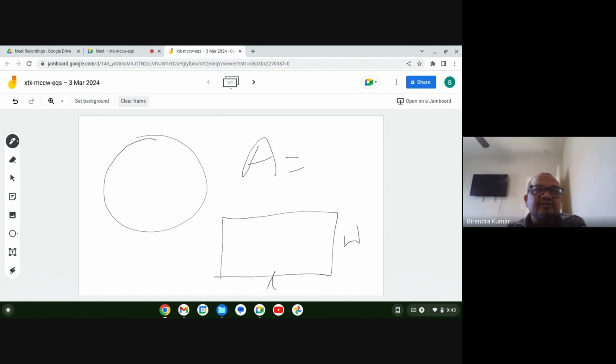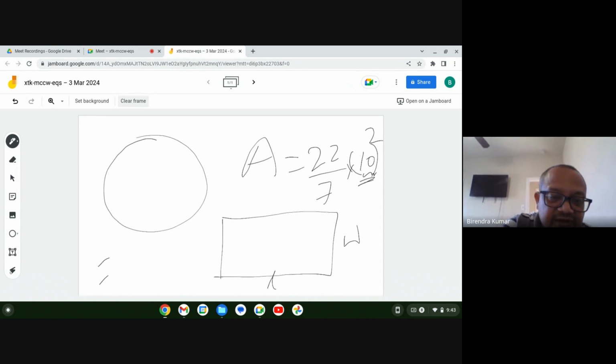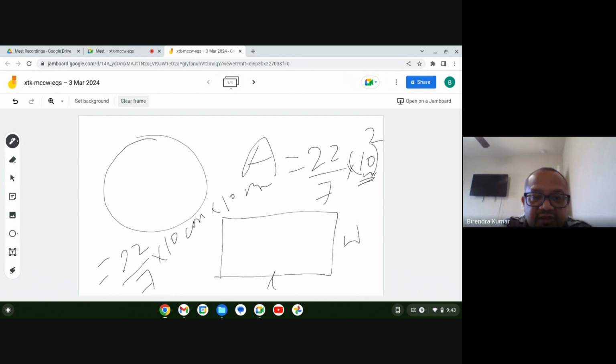Say, find the area of a circle where the radius is 10 centimeters. So you will say, radius 10 centimeters, pi is 22/7, and the formula is pi r square. This is square, right? 10 centimeters. So now you do the calculation: 22/7 into 10 centimeter into 10 centimeter. You multiply all the numbers, centimeter into centimeter becomes centimeter square, and that is your area.